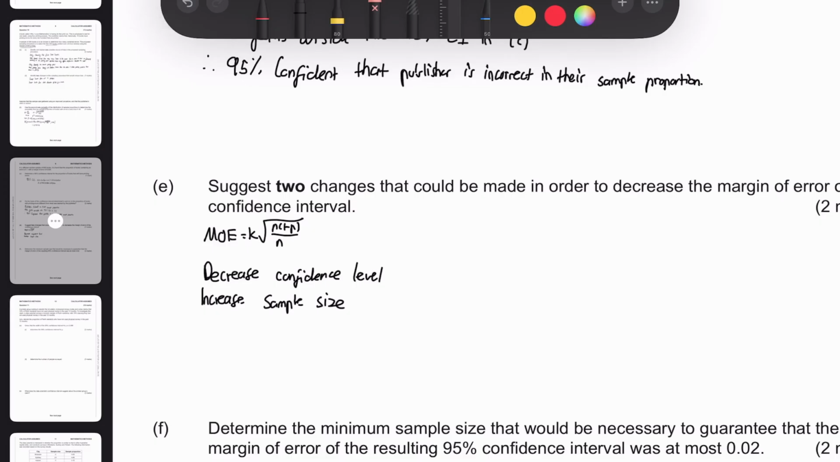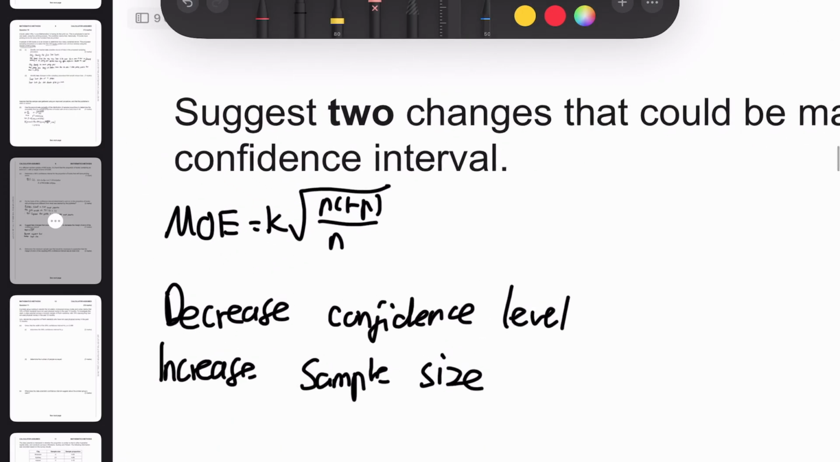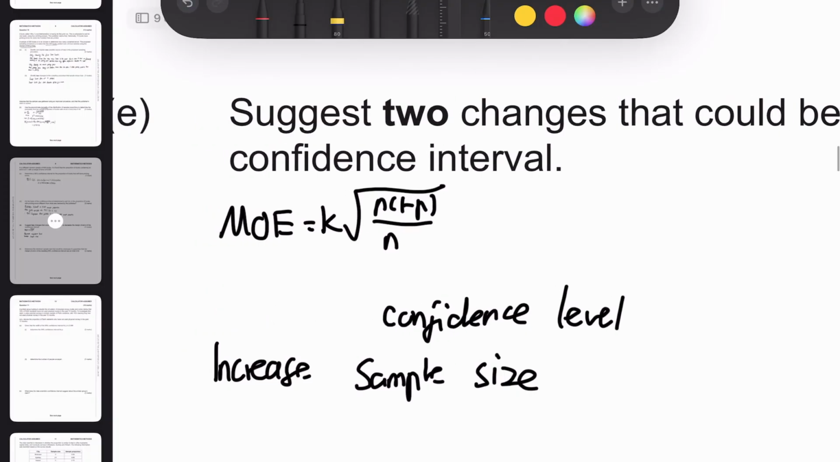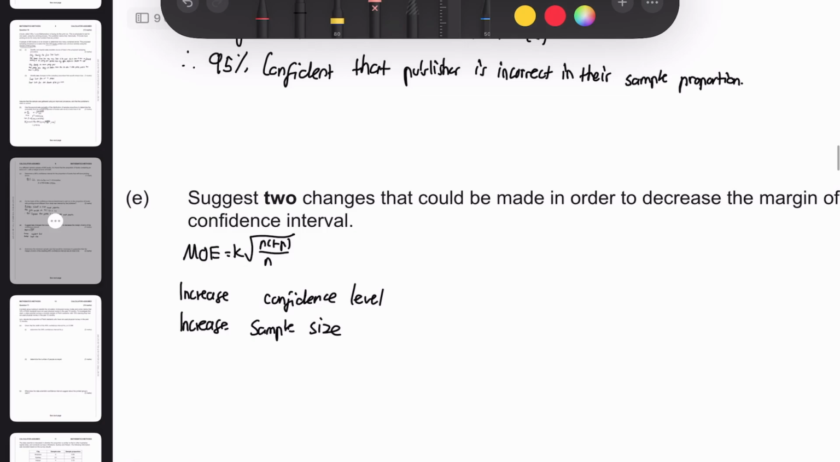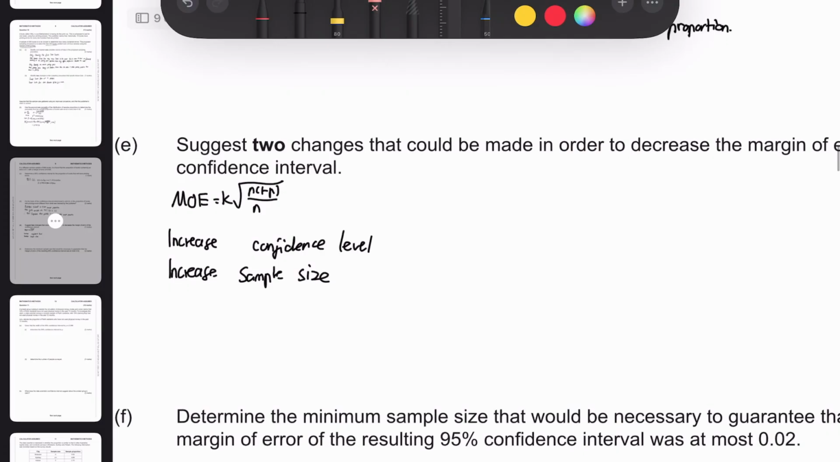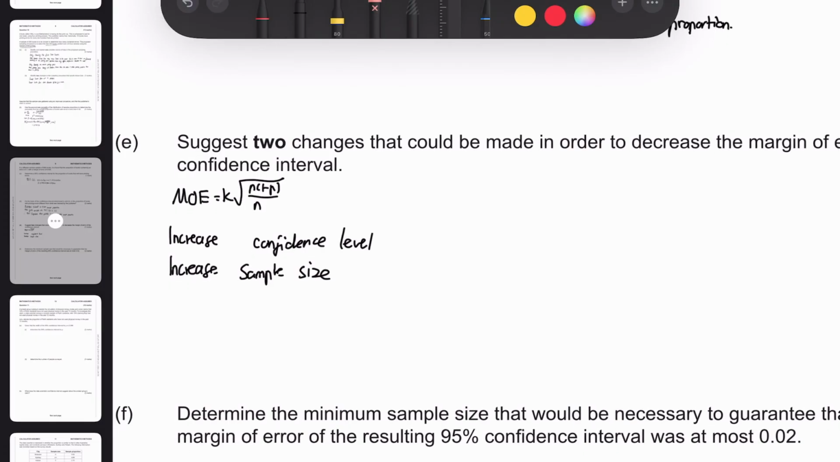Oh wait, hold on, sorry. To decrease the margin of error, oh yes, decrease, and this will be increase. So we increase the confidence level. As we increase the confidence level, then we contain less and less sample proportions, so our k will decrease. And if we increase sample size, then our n is going to get bigger. It's going to be dividing by a bigger number.